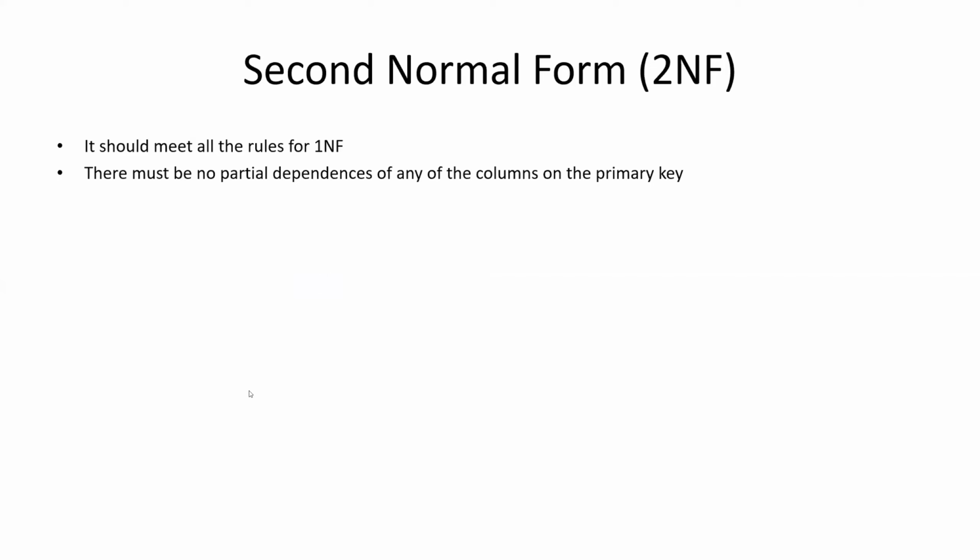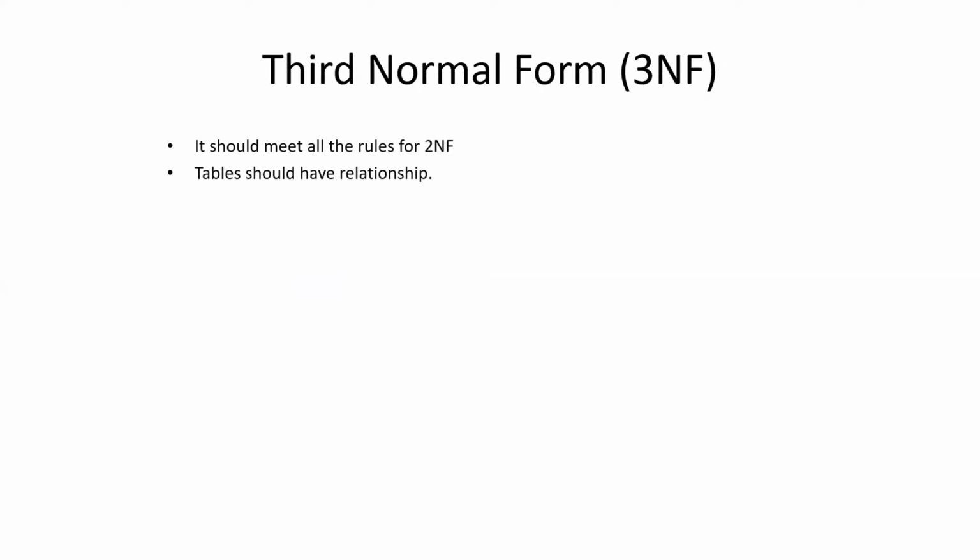And then comes the third normalization form, which says it should meet all the rules of second normalization form. So that means if third normalization form is applied, first is also there and second is also there. And the main point, it says that the table should have relationship. There must be a relationship among the tables. What does this mean?